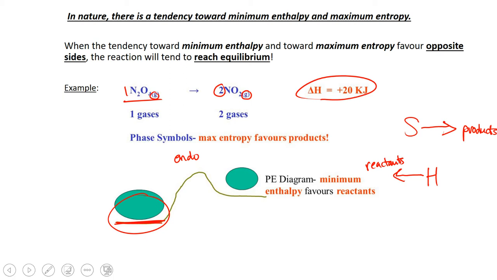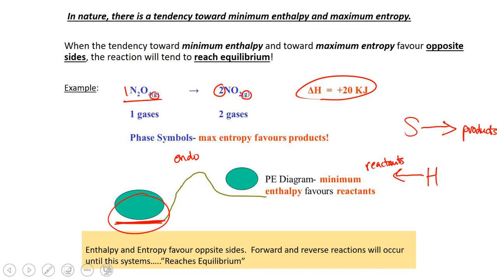Now, neither one wins. They both essentially kind of win out. And what happens here is when they favor opposite sides, then that forward reaction, so I'll just highlight this forward reaction, happens, and so does this reverse reaction. Both of those reactions happen in forward and reverse, and that's our equilibrium. So this system will reach equilibrium, where they're both occurring due to the opposite votes from the entropy and enthalpy.